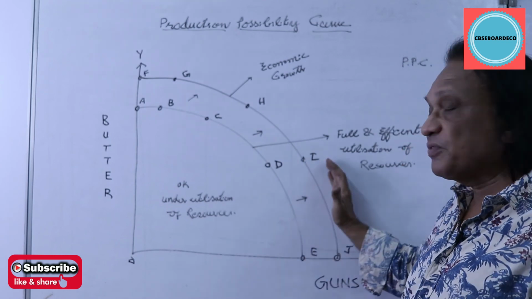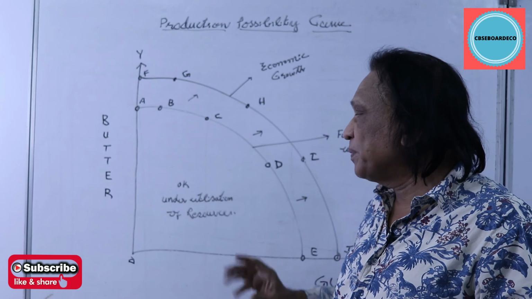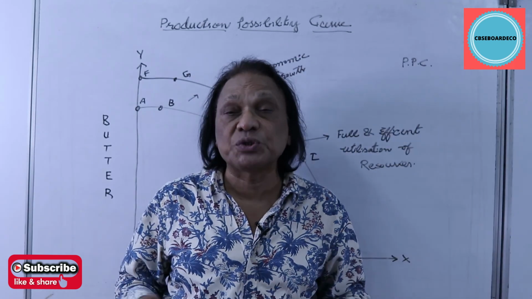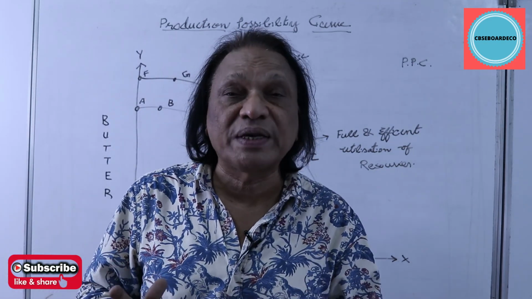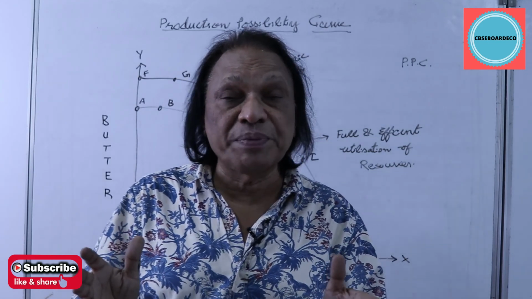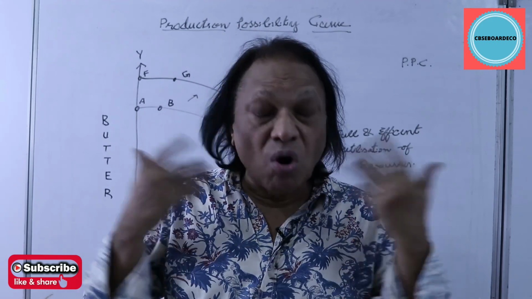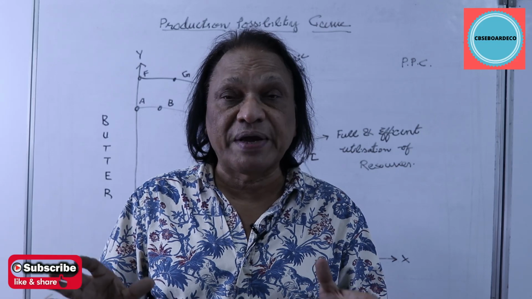If the PPC shifts upwards, it shows economic growth. If you're producing below the PPC, it shows underutilization of resources. That is about the production possibility curve. To put it in one sentence, the production possibility curve shows different possible combinations of two commodities an economy can produce using all its available resources at a given level of technology at a given point of time.